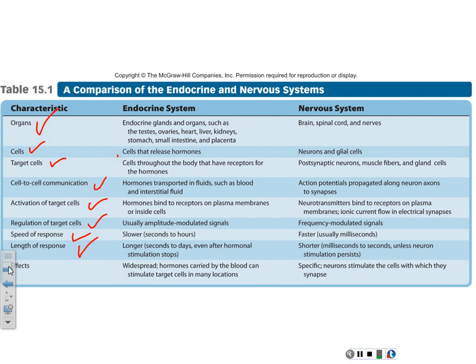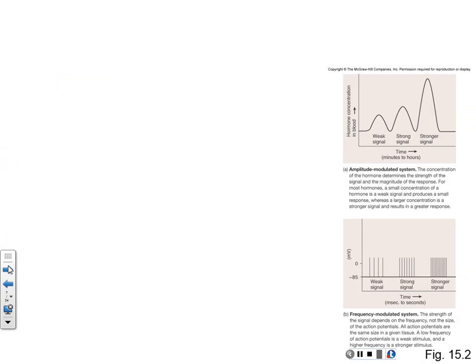And then, of course, hormones have more widespread effects, right? Because they're released into the systemic circulation, it goes everywhere, so it has a wide-reaching effect. But the nervous system is more specific, right? Because only the cell that synapses with that neuron is going to be affected. And a neuron will only synapse with a particular cell type and so forth.